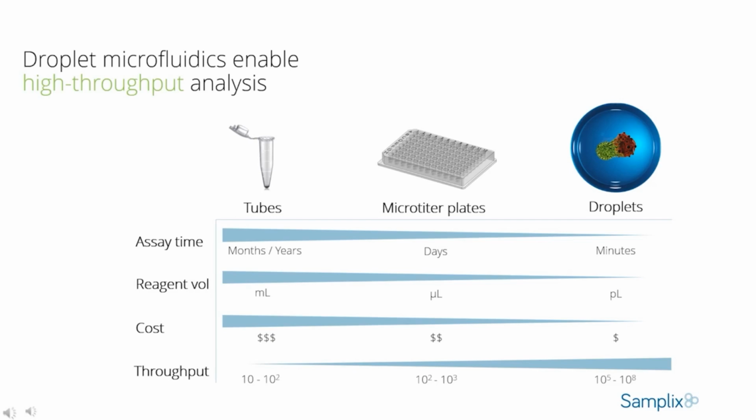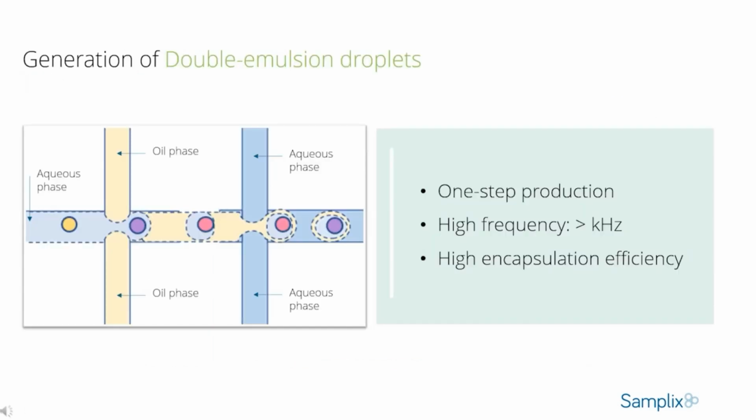Droplet microfluidics allows substantial assay miniaturization and parallelization. Assays in single cells can be compartmentalized in thousands of picoliter volume droplets per second. This increases assay depth, allowing researchers to explore a larger experimental landscape, all while decreasing the volume of reagents used and waste produced. Samplix focuses on the generation of double-emulsion droplets.